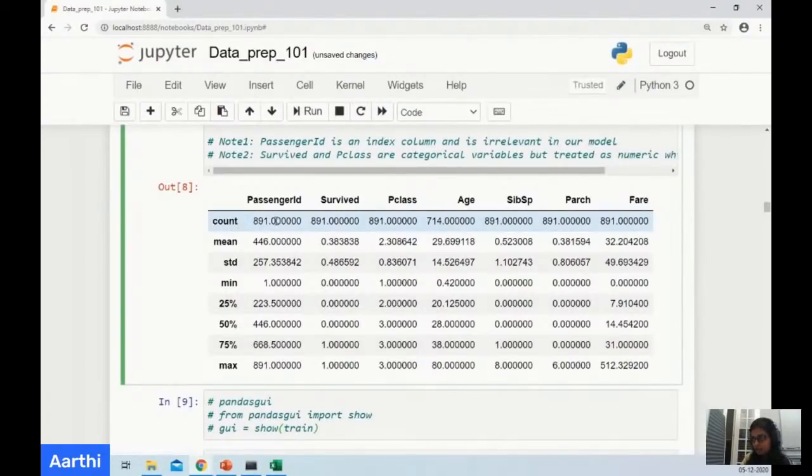And count is the number of rows. Mean is the average. Standard deviation is how much it deviates from the mean. And min is the minimum value.